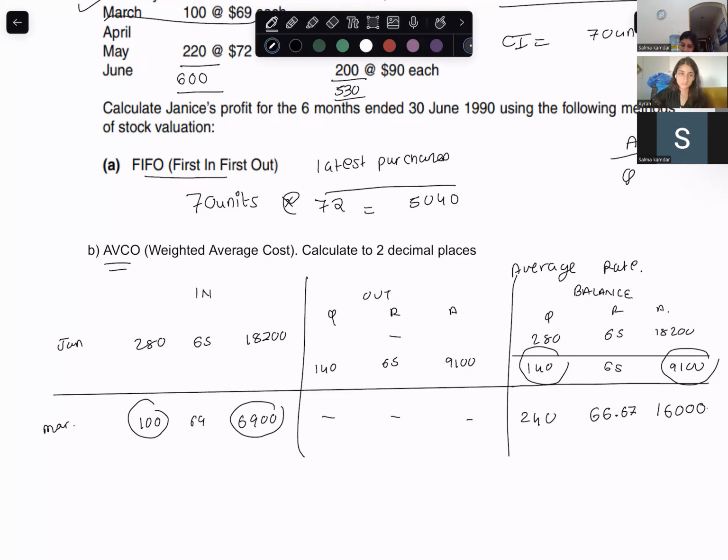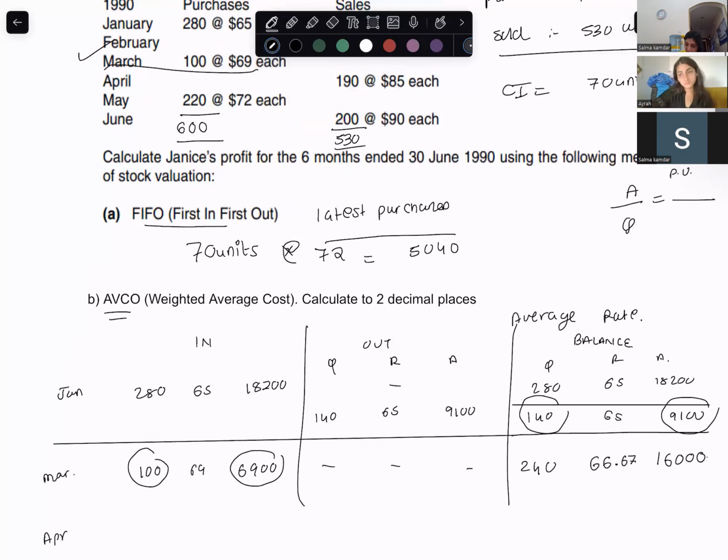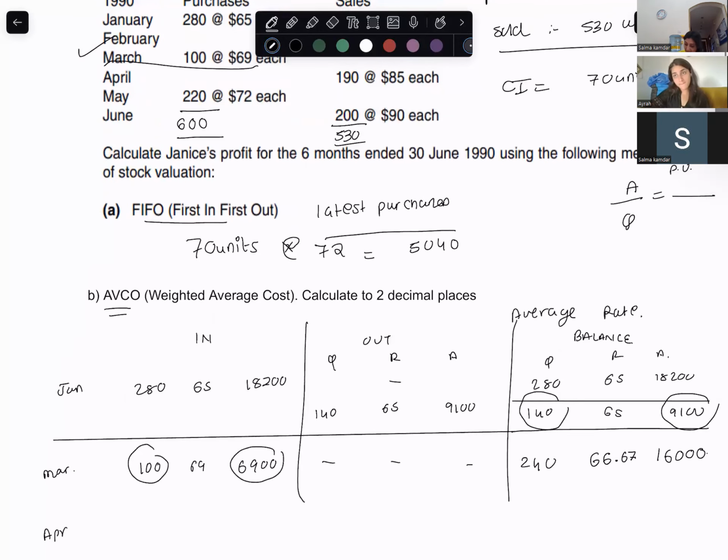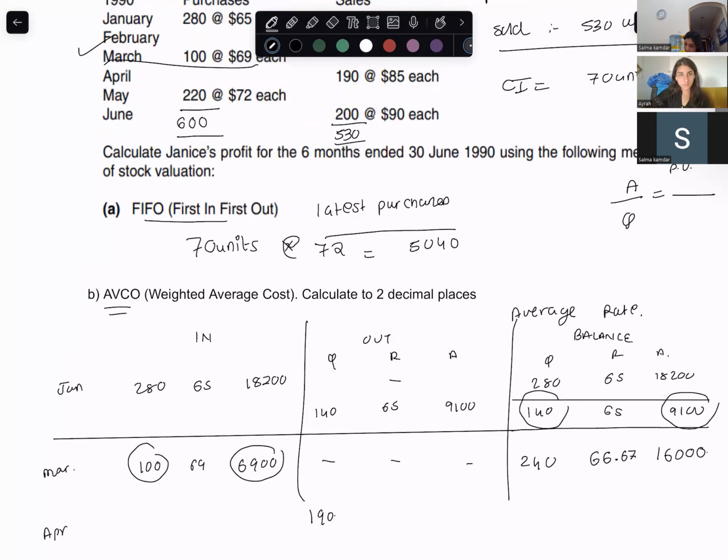Now April you sold 190 units. This will be at the rate of 66.67. Why you didn't take 85 for this? Because it's the selling price, right? We always take the purchase price. So you have 190 units into 66.67, so 12,667.